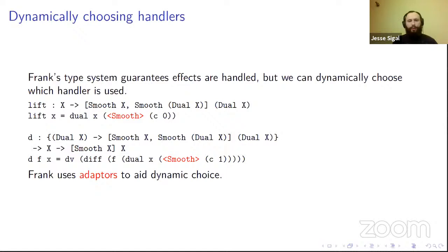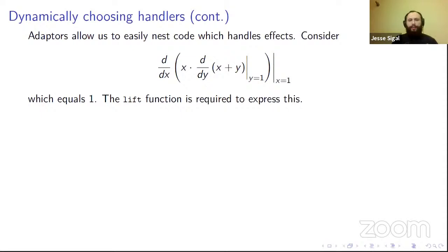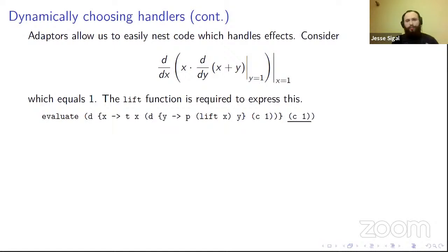So say I want to calculate this derivative here. So I have a derivative with respect to X and a derivative with respect to Y, and this should equal one. And in fact, if anyone here is familiar with AD, this is a common test to make sure that your system isn't confusing things. And the way that Frank stops us from confusing things is, in order for the equivalent expression, which I've just shown, to type check, we actually need this lift right here. If this lift is elided, the function doesn't type check. And actually, there's no other valid place to put this lift.